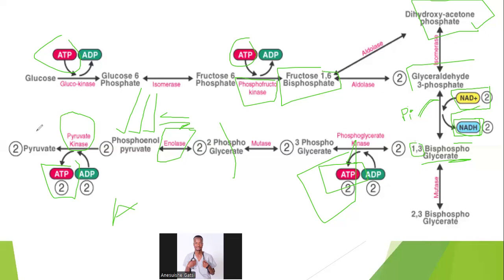You get 2 molecules of pyruvate, which are these ones at the end. You get 2 ATP molecules as a net result. Then you get 2 NADHs from this dehydrogenation reaction. Then you also get 2 protons.